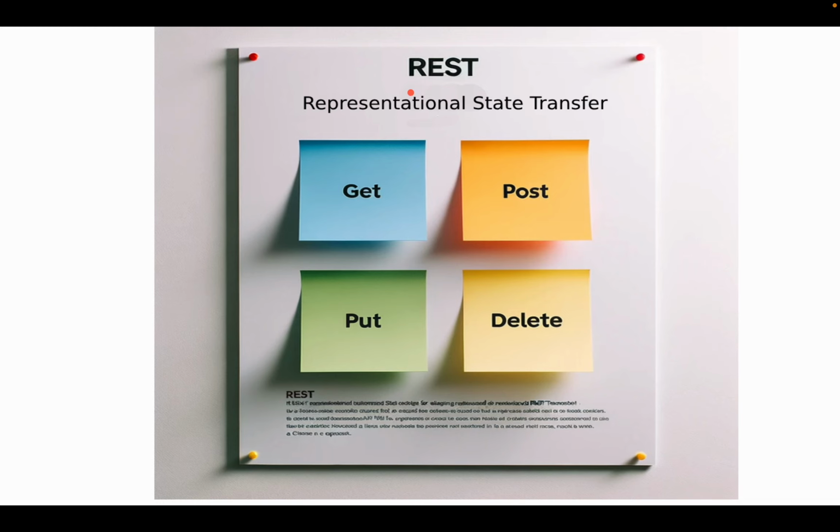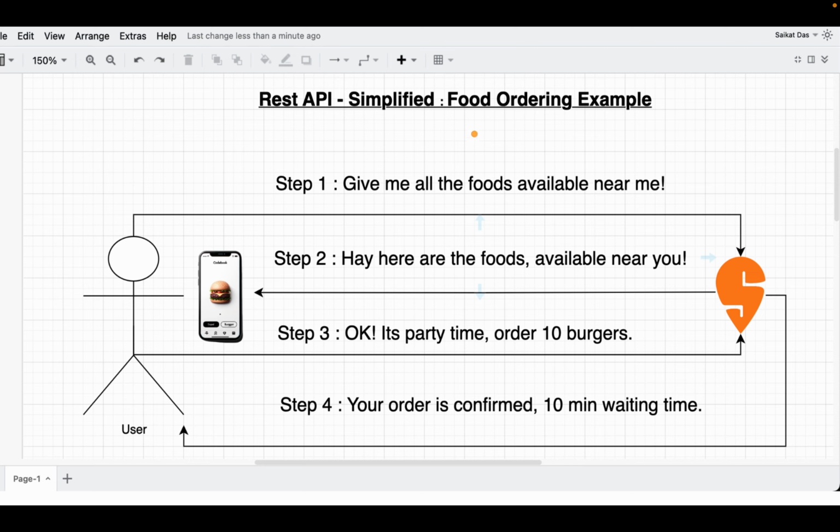REST is a way to design any web services where data and functionalities are considered resources accessed via standard web URLs like facebook.com. It uses simple HTTP commands like GET for retrieving data, POST for creating data, PUT for updating data and DELETE for removing data. This makes interaction between computers and services on the internet very intuitive and straightforward. Let's look into it more with an example.